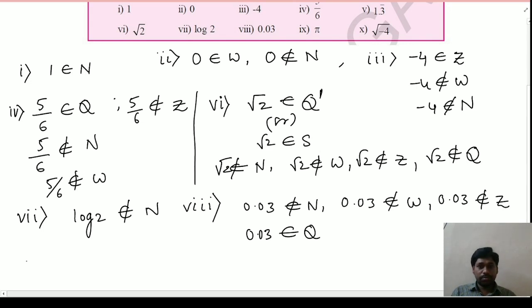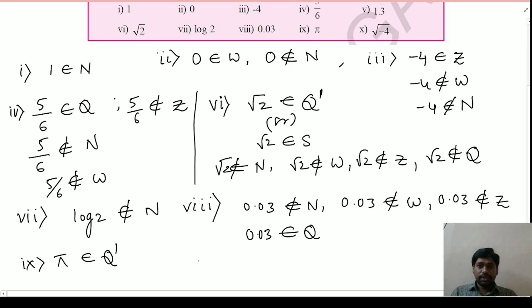Pi, I told you in my explanation. There is a video on the number system, you go through it and you can understand about it. So the ninth one, if you see, pi belongs to irrational numbers. Irrational is represented with Q dash. It does not belong to natural numbers, whole numbers, or integers. It does not belong to rational. You can write those also.